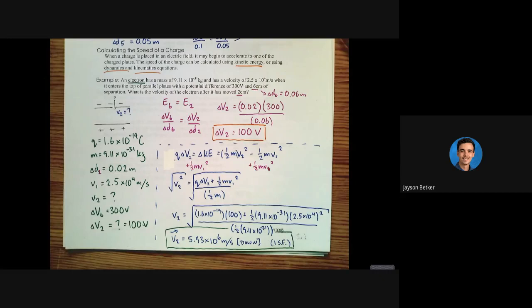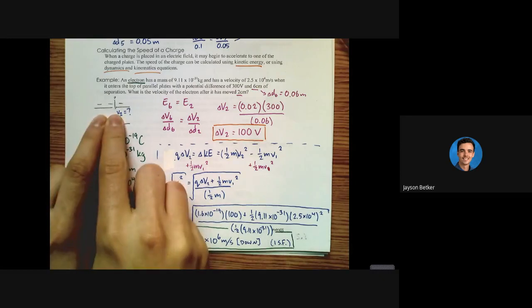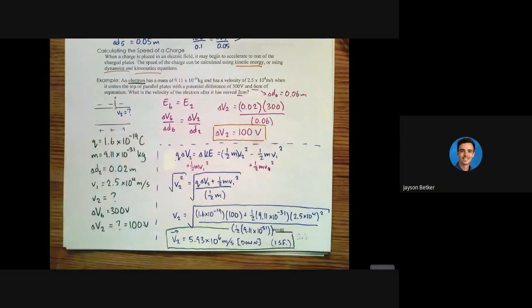And it's an electron, so it's negative. So it makes sense that it would be accelerating downwards towards that positive plate, right? Because opposites attract.